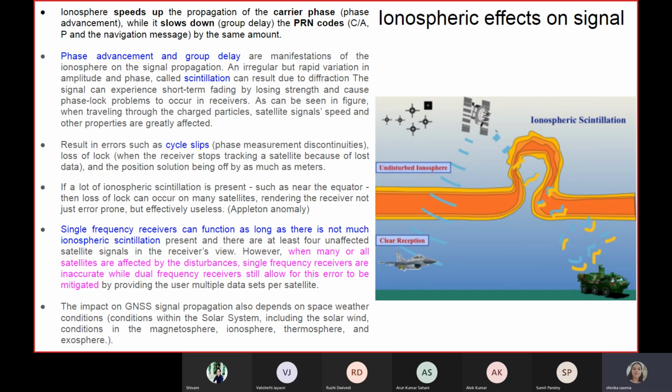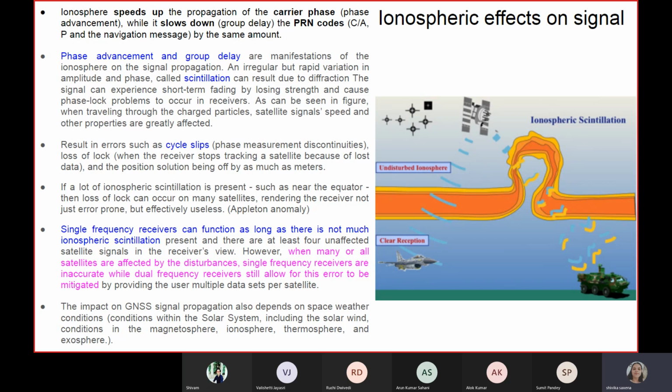So the impact on GNSS signal propagation also depends on space weather conditions. Space weather means conditions within the solar system, including solar wind conditions in the magnetosphere, ionosphere, thermosphere, and exosphere. Okay, the outermost part of the atmosphere, which is interacting with the other portion of the solar system, is known as space weather.